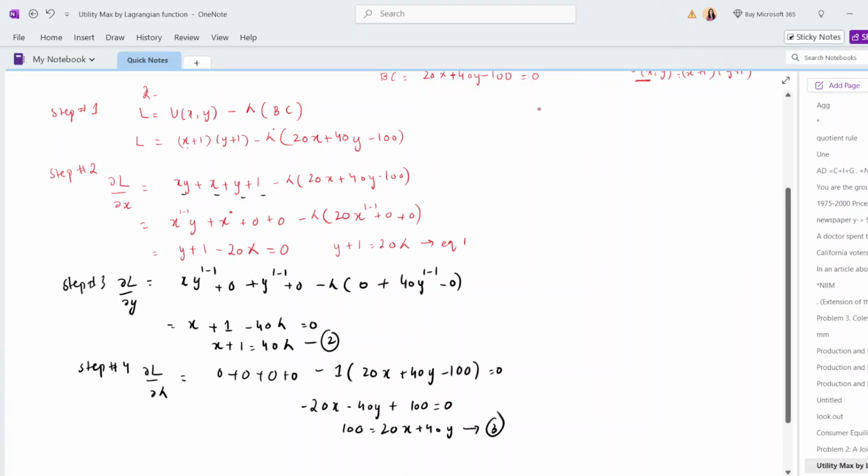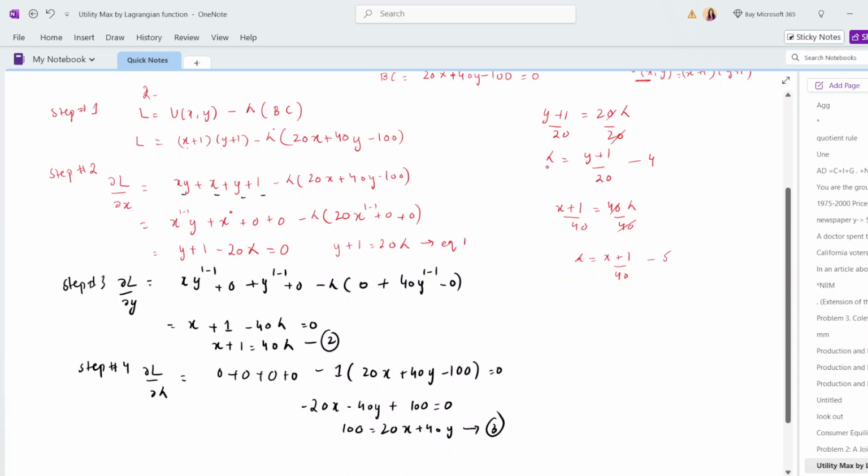Okay, so I'm going to write down equation 1 over here, which is y plus 1, which is equal to 20 lambda. I need lambda separate. Let's just divide 20 on both sides. 20 gets cancelled out. I have lambda equal to y plus 1 over 20. Alright, then I can bring equation 2 over here as well, which is x plus 1, 40 lambda. Let's get rid of lambda here from this side as well. 40 and 40 cancel out, and we have lambda equal to x plus 1 over 40. So that's our equation 4, that's our equation 5.